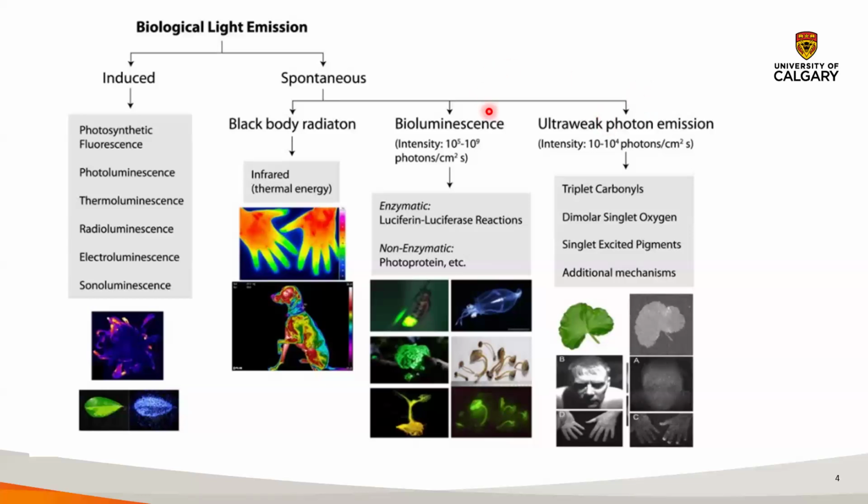This is different from the other two because firstly, it arises due to metabolism. And so far in the literature, we've identified the following sources. They can be triplet carbonyls, they can be dimol singlet oxygen, or they can be, especially in the case of plants, singlet excited pigments, which do include chlorophyll. However, there are many other mechanisms by which this works that are still up for discovery. So we're interested in this range of biological light emission, as well as another phenomenon known as delayed luminescence, which comes under the photoluminescence category.